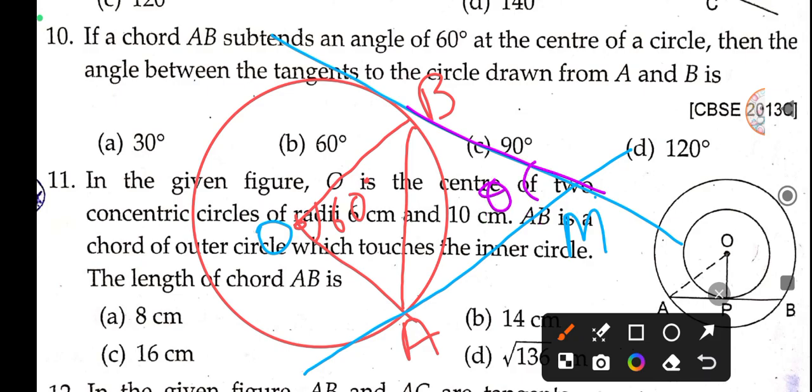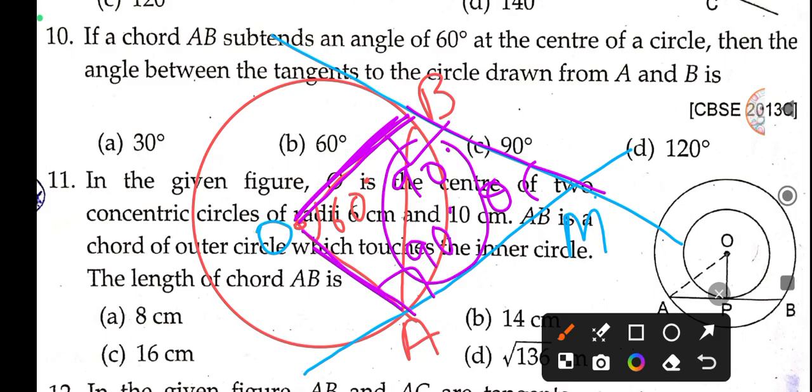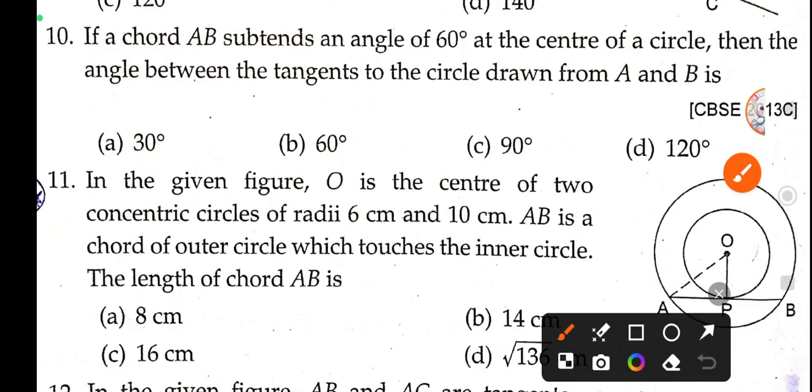Now here you can say that this is our radius, and the radius subtends 90 degrees to the tangent, and here also it will subtend 90 degrees to the tangent. So 90 plus 90 is 180, plus 60 is 240, and 360 minus 240 is 120. So 120 will be the right answer, using the same property which we have solved earlier. You can solve it.